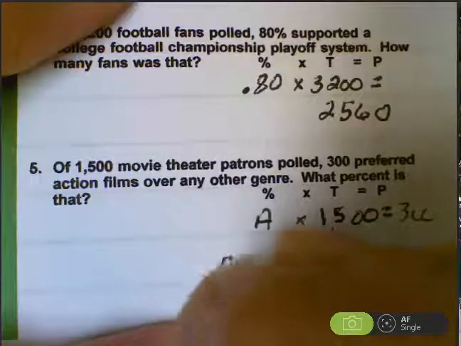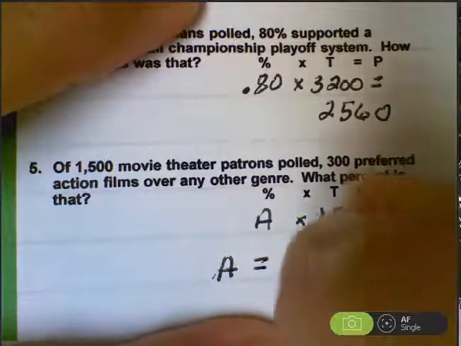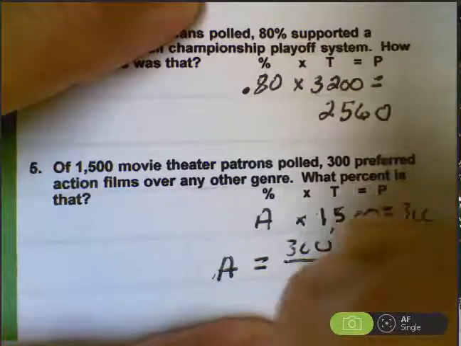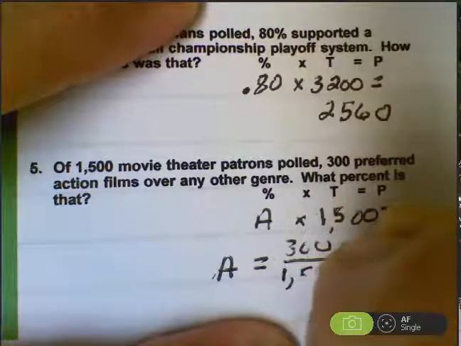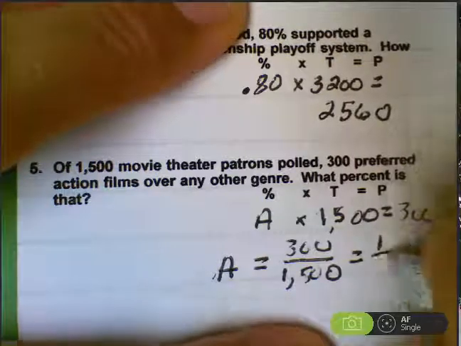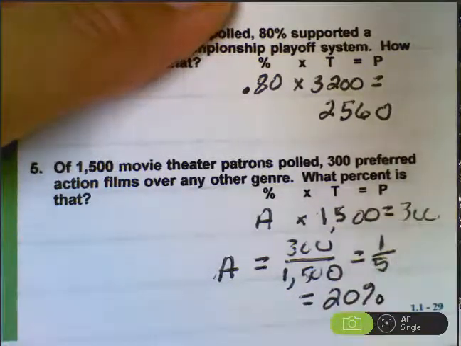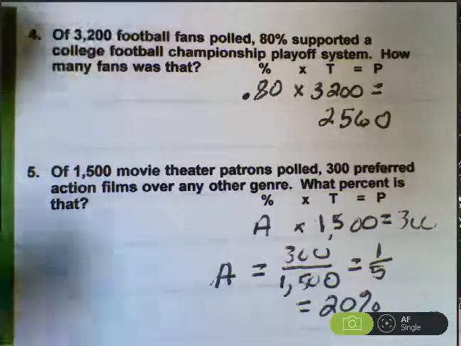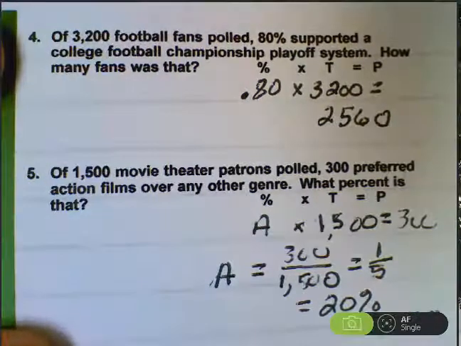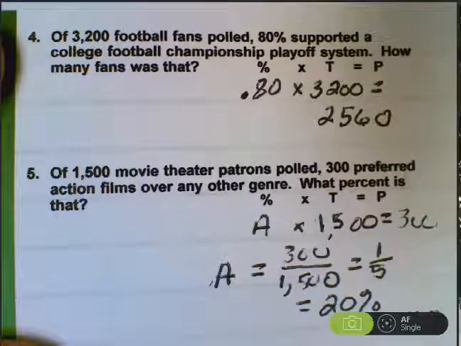And so to solve for A, divide both sides by 1,500. 300 divided by 1,500 is 1/5, or as a decimal, it's 20%. So 20% of those surveyed said that they liked action films better than any other genre.